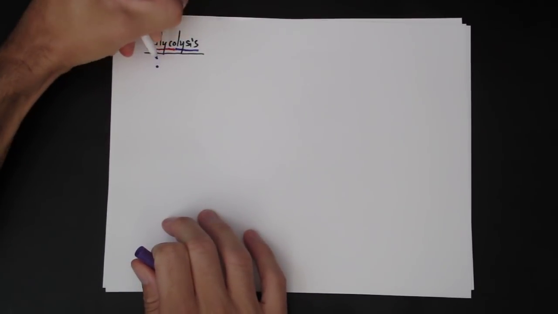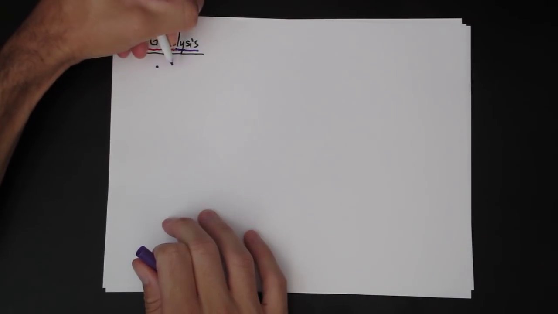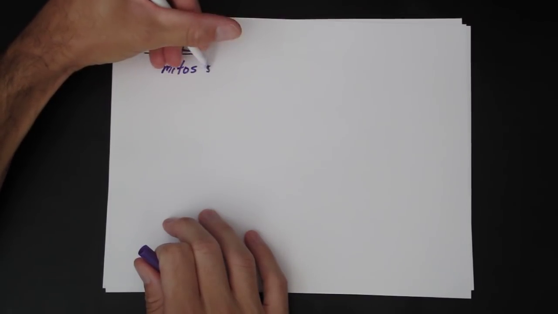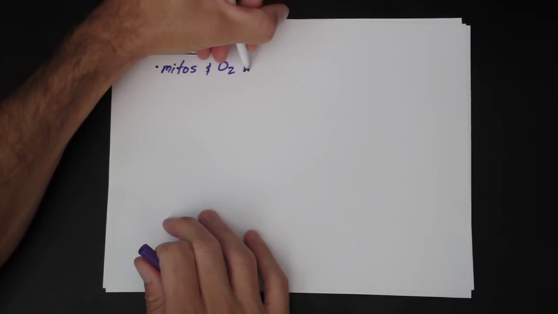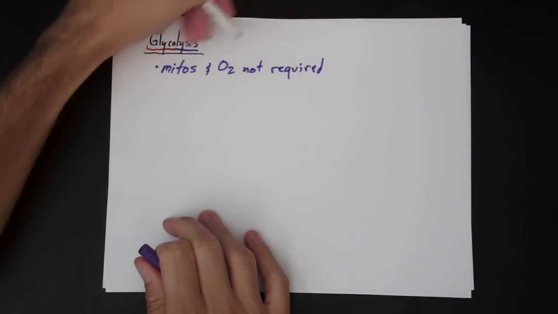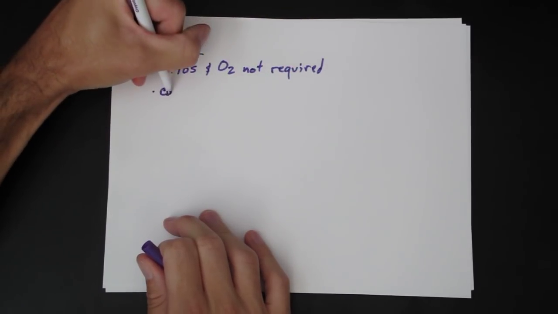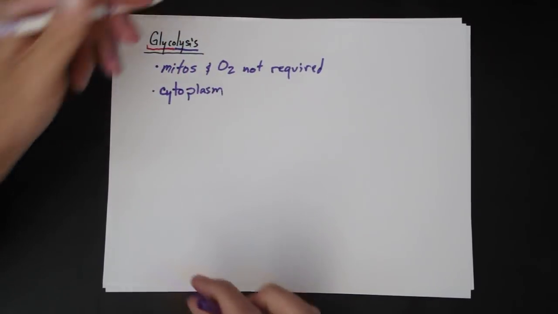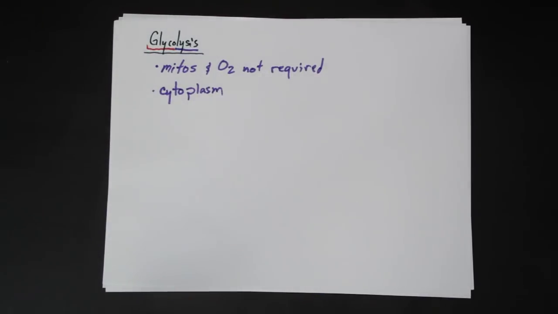Okay, a couple of things to remember about this. The first is that we do not need mitochondria and we do not need oxygen. So mitochondria and oxygen are not required. And this process takes place in the cytoplasm of the cell. Okay, so we're looking here at the cellular cytoplasm, and we're looking at enzymes that are suspended in that cytoplasm that are going to cause this process to continue on.